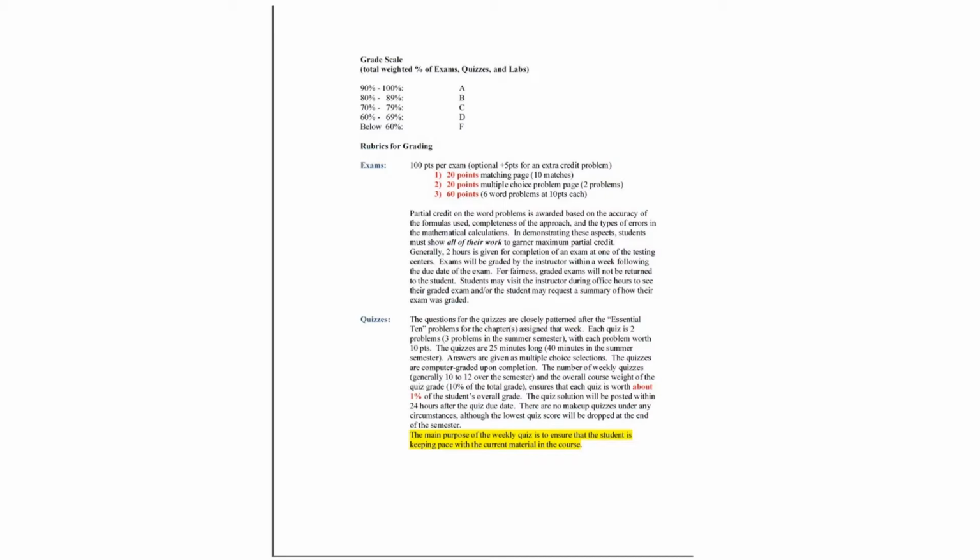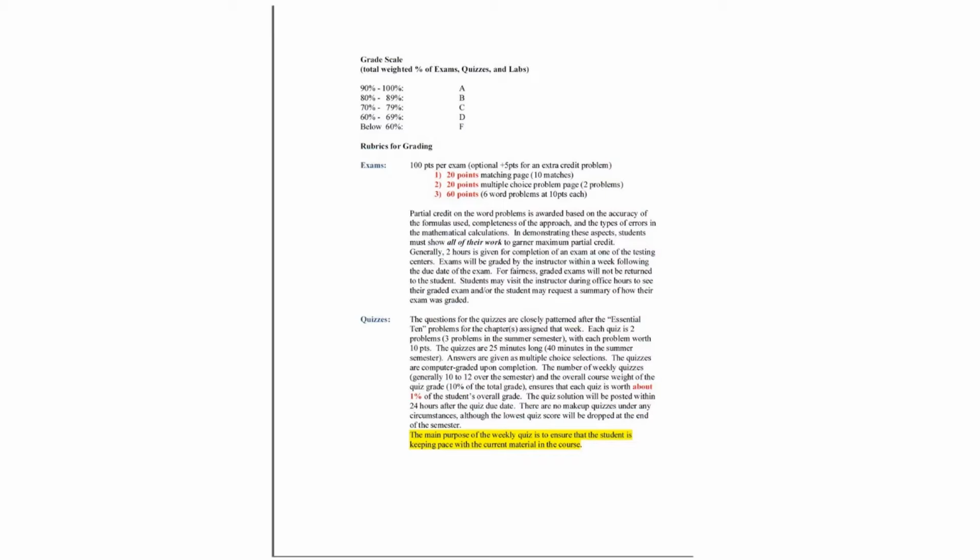Now, the partial credit on the word problems is awarded based on the accuracy of the formulas used, the completeness of your approach, and the types of errors in the mathematical calculations. In demonstrating all these aspects, students must show all of their work to garner maximum partial credit. Generally, 2 hours will be given for the completion of an exam at one of the testing centers or by a proctor at a remote site.